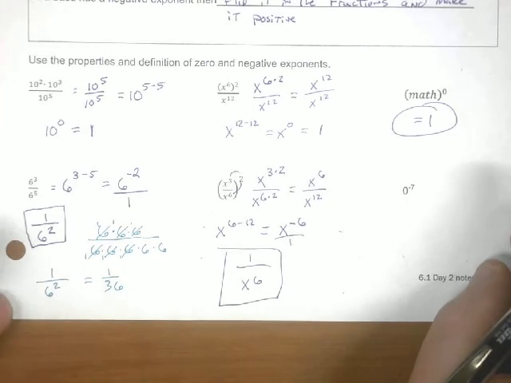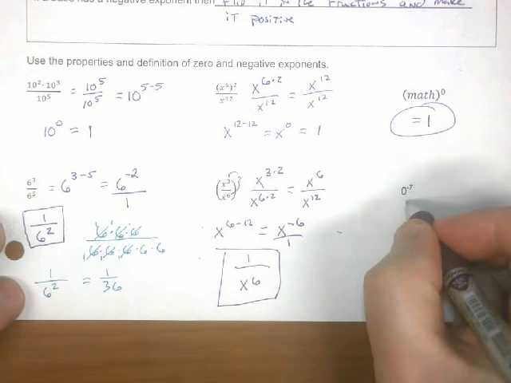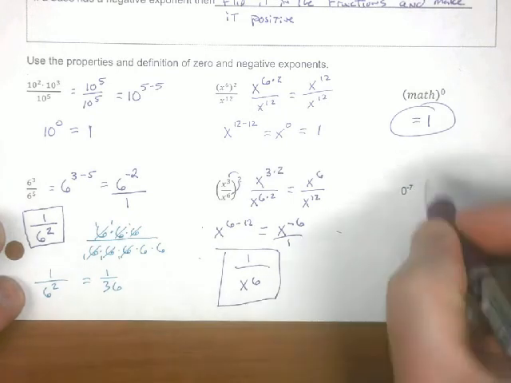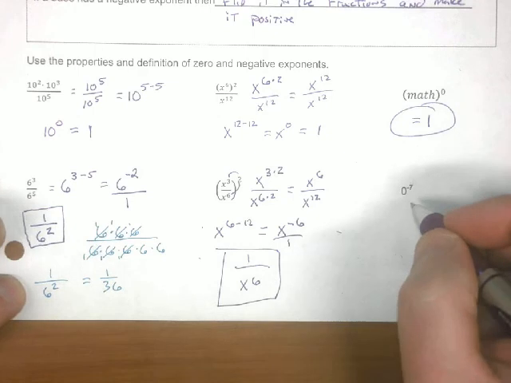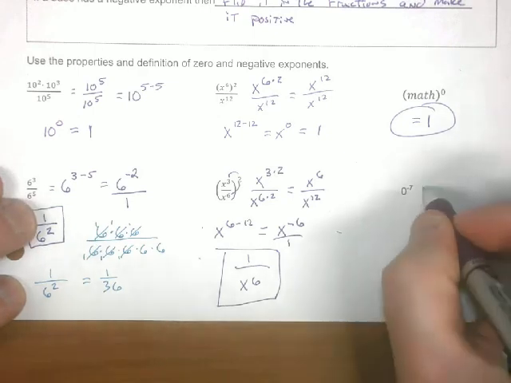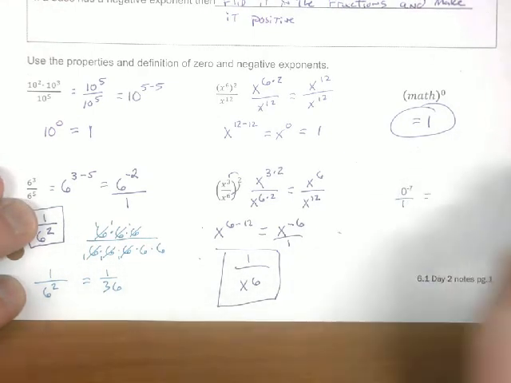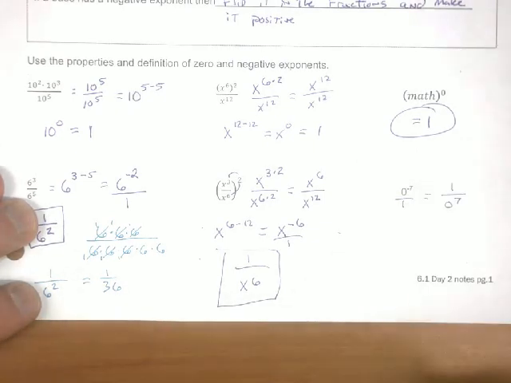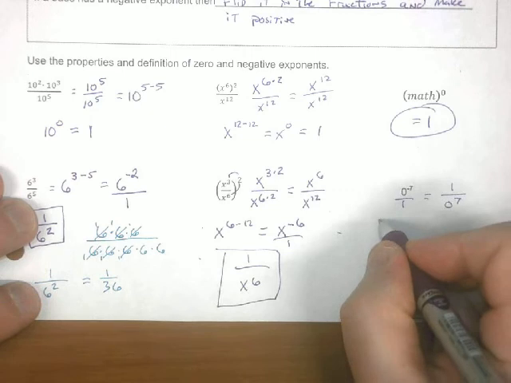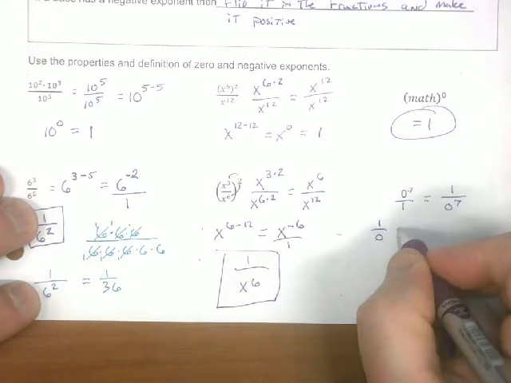Last one here, we have a 0 to the negative 7th. Kind of going through here, we don't like negative exponents. See if it changes to something that looks nice here. So again, that's over 1. When we change that, we flip it. 1 goes on top, and then we have 0 to the 7th on the bottom.